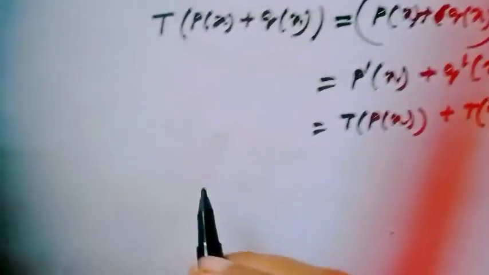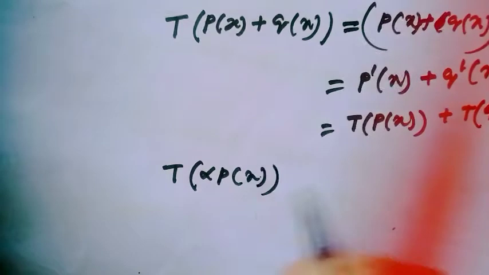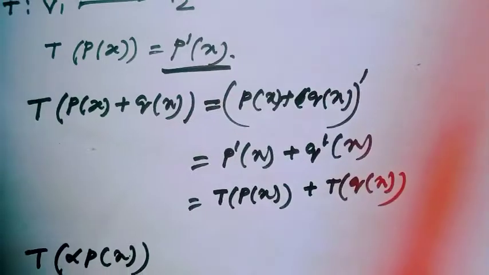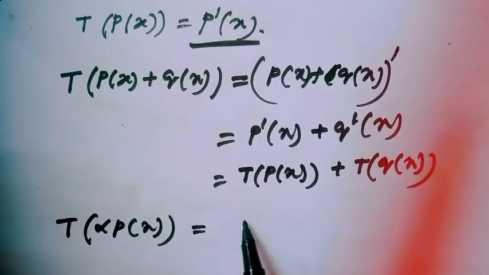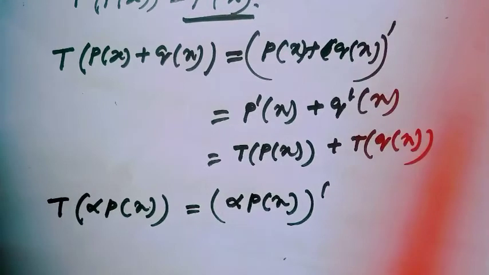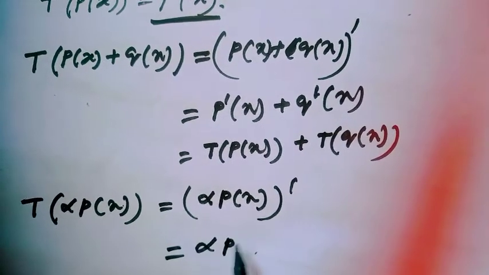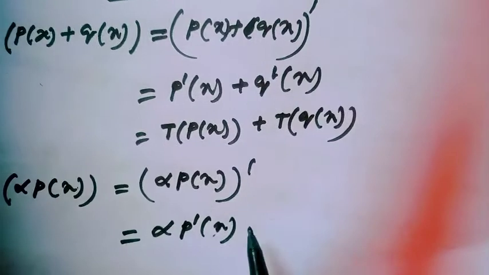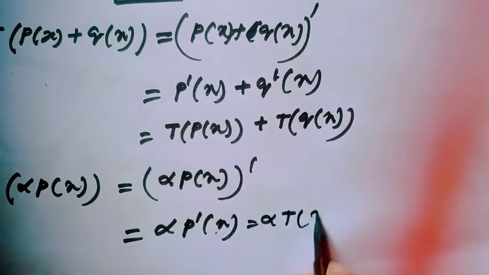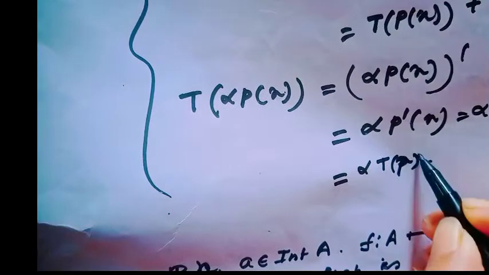Okay, and similarly T of alpha p(x), by the defined mapping, this would be (alpha p(x)) prime, and by the rules of calculus this is always equal to alpha p prime(x). That means this is equal to alpha T of p(x).